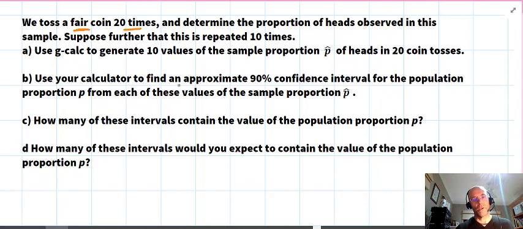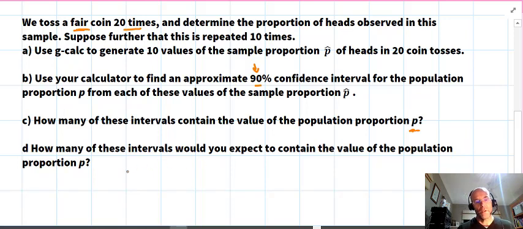Then we're going to use the calculator to find an approximate 90% confidence interval for all of those sample proportions. And then we're going to check how many of these did contain the population parameter. Was it 9 out of 10, 90%? How many of these would you expect?